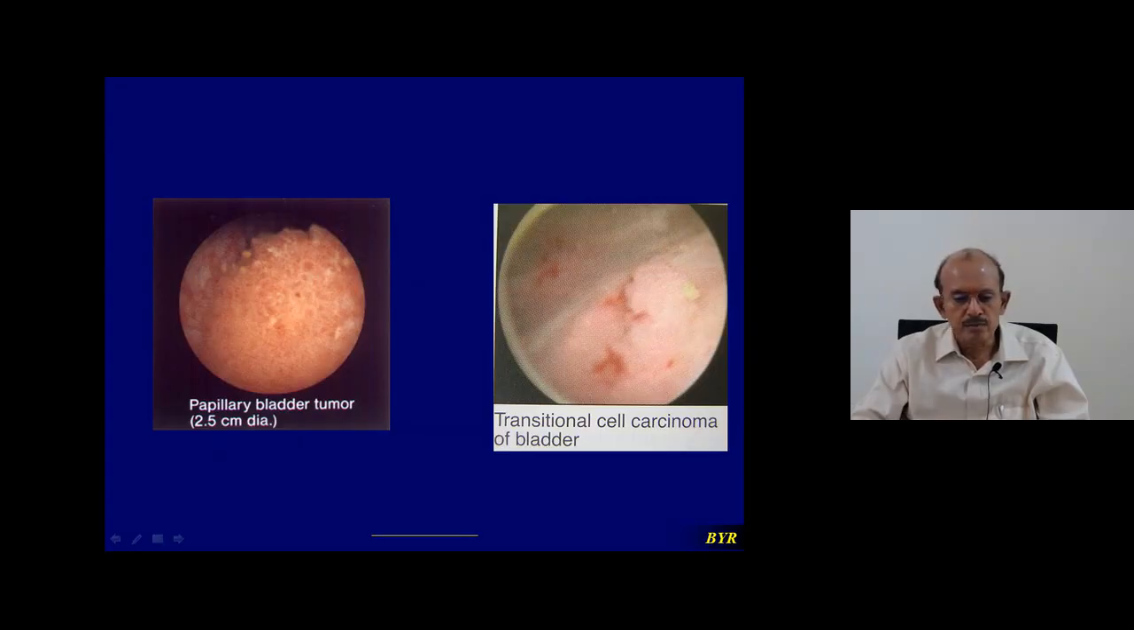Can you see now? Can you see the slides now?